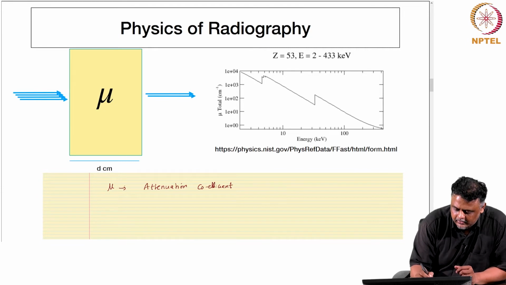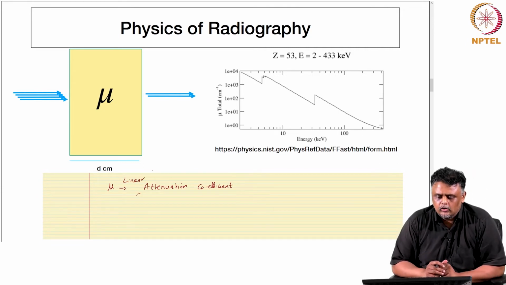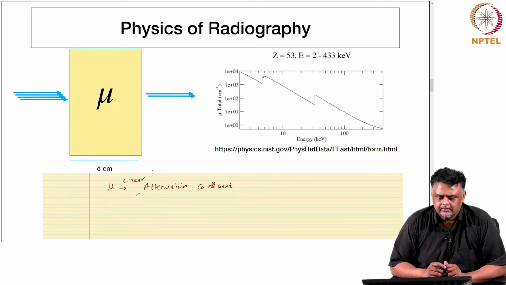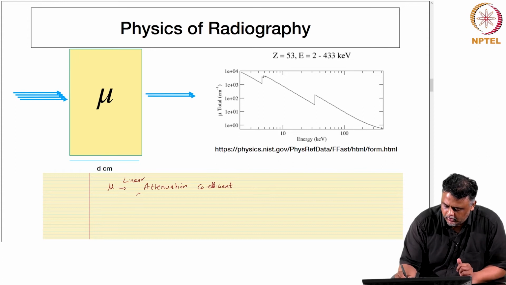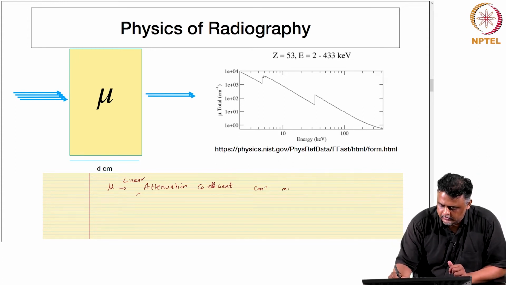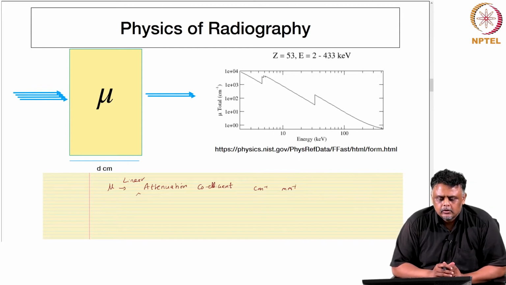It is called a linear attenuation coefficient. It has inverse length as its units. It is usually in the form of centimeter minus 1 typically, or millimeters to the power minus 1. That is the unit.